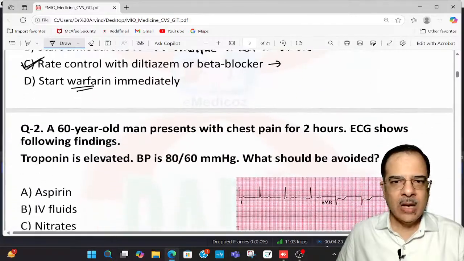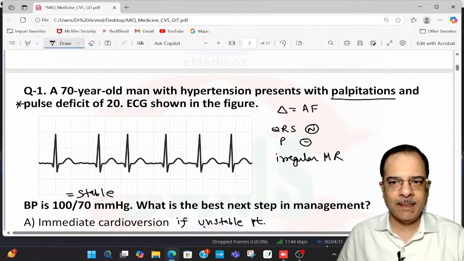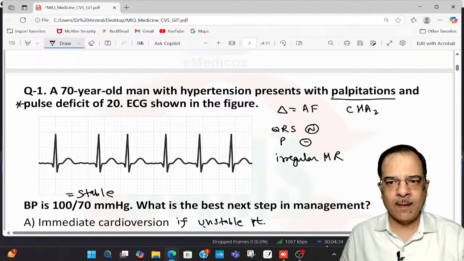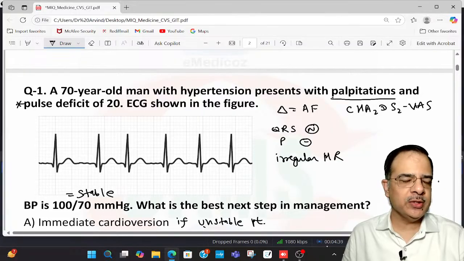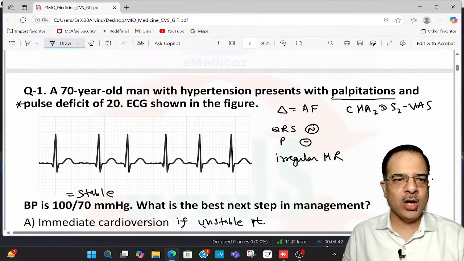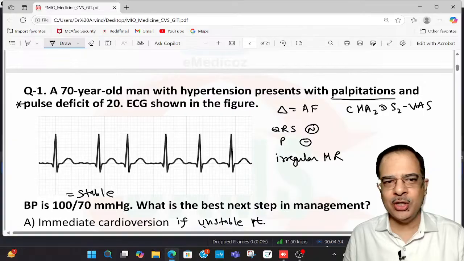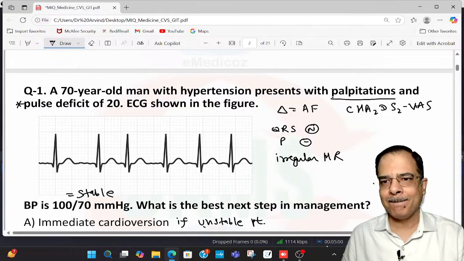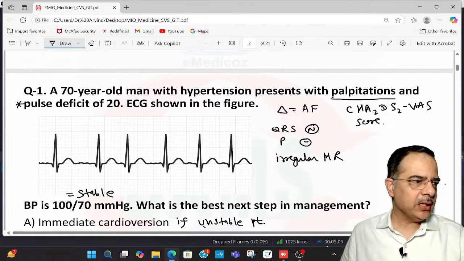Before moving on to question number 2, can anyone tell me what is the CHA2DS2-VASc score in this patient, assuming that the patient does not have any valvular heart disease? Will the patient be eligible subsequently for warfarin or NOACs, anticoagulation here? So tell me what is the score for this patient? I'm not getting the answer yet.